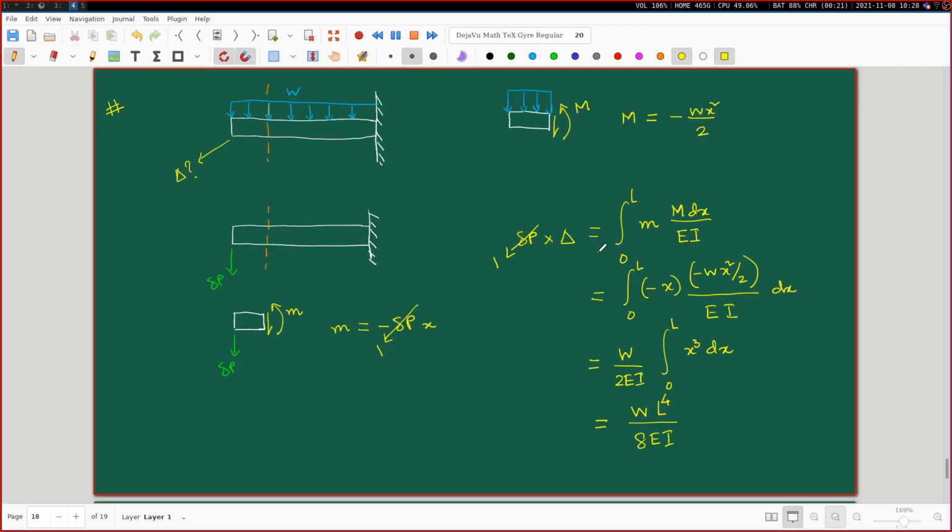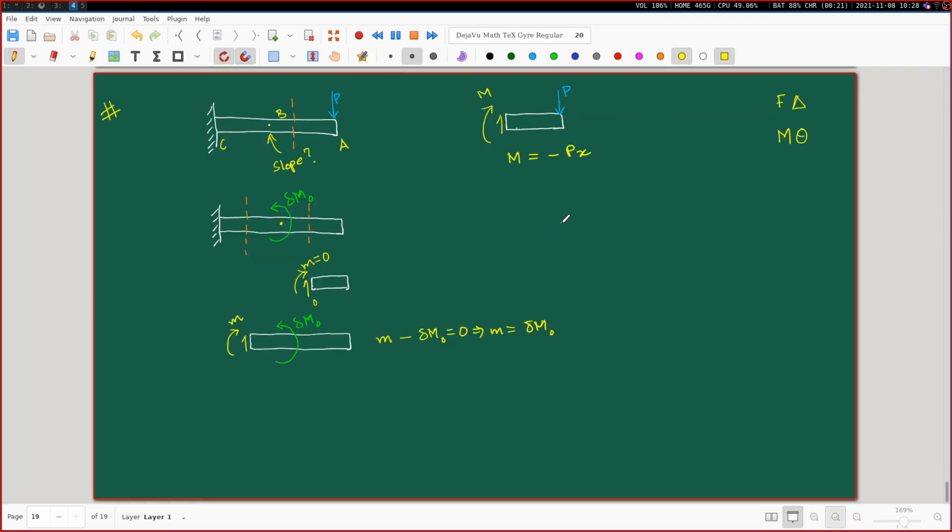Just refer to the previous problem. What we have done? Delta P into delta we have done. Now we are not applying any virtual force, rather we are applying a virtual moment. So we should be writing delta m into theta, and that theta will be representing the desired slope. So delta m naught, which is this virtual moment, into theta. This theta is the desired theta at the point B. Then integration 0 to L. Then we have this small m, and then we have this capital M dx divided by EI.